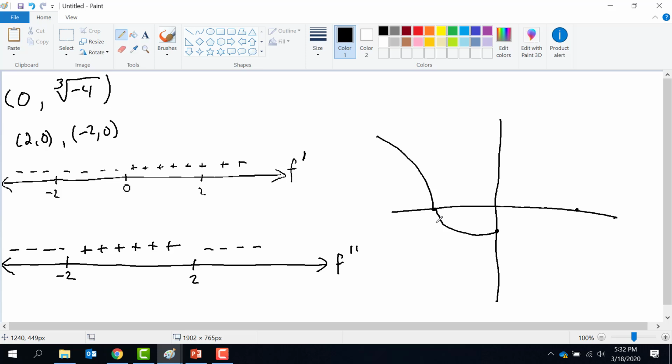Once we get past 0, we start increasing and also stay concave up until we get to 2, so until we connect to this point over here. And then once we get past that point, we are again increasing, but now concave down. And so you have a graph that looks like this.